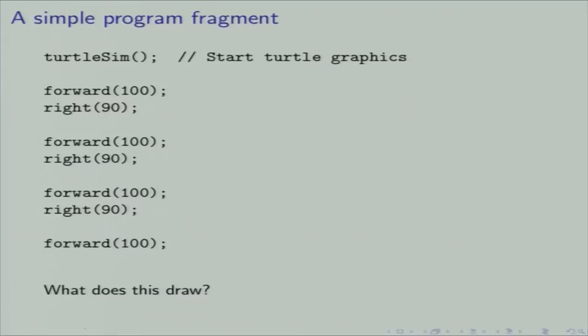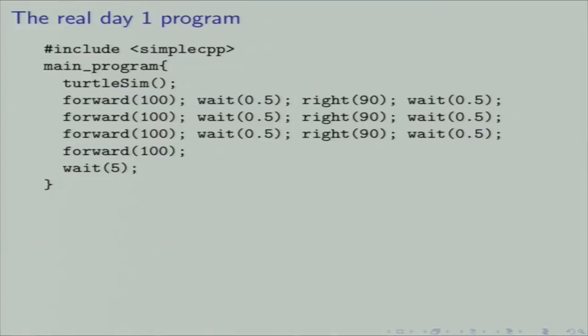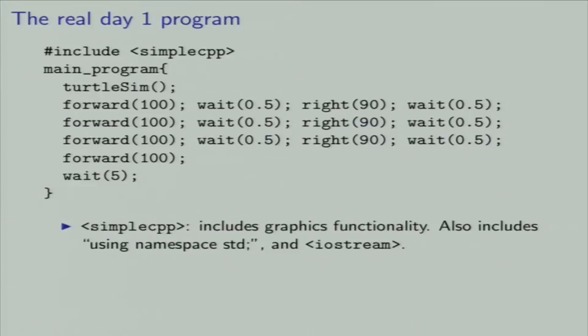So this is essentially the first program. Okay? So it can be discussed in the first lecture. I do discuss it in the first lecture. Well, actually, I don't discuss this program, but I discuss a slightly modified version of it, which I will show you in execution in a minute. The line at the top, include simple CPP, says that, look, we want the features from simple CPP included. Okay? Now, this also includes things like using namespace std, include IOStream, and things like that.